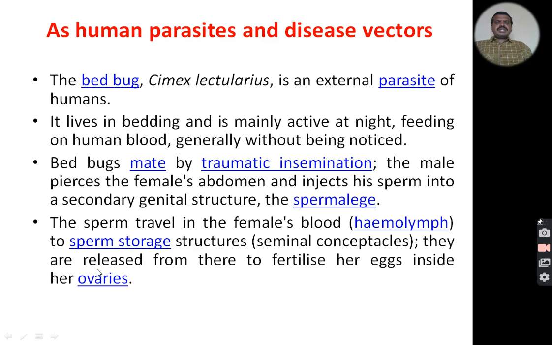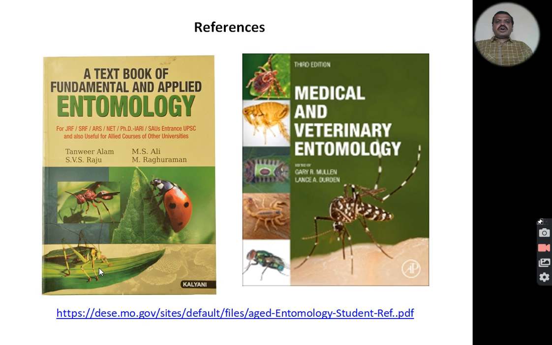Dear students, this is about the vectors of the Hemiptera. These are the reference materials, and the link is also given here.